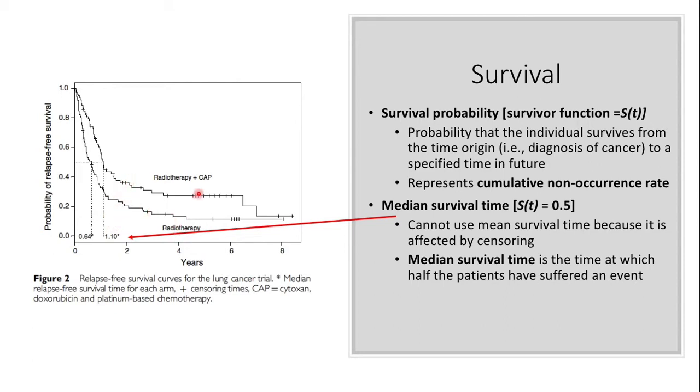But when they compared that to radiotherapy plus SAP therapy, basically a platinum-based chemotherapy, that survival was almost double, 1.2 years. And so that represents the median survival time in each of these. And this is most likely a randomized controlled trial that was following these patients until, in this case, the event of occurrence was death.